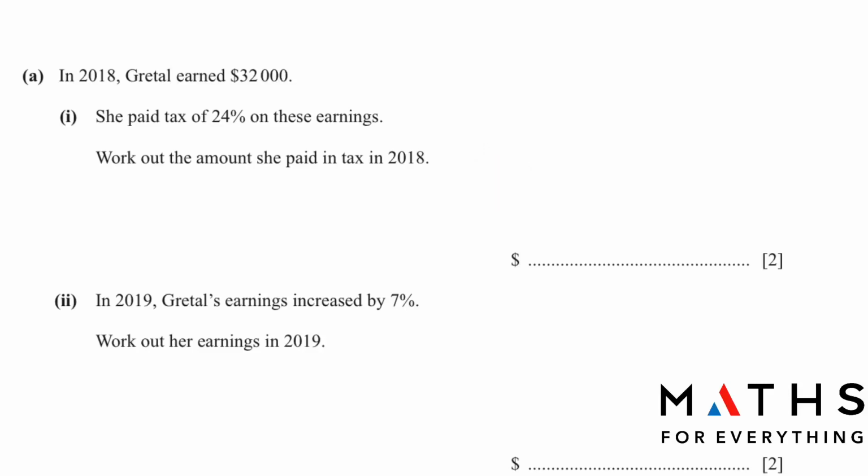So whenever you want to find the percentage, we write the percentage, 24%. Percentage means you divide it by 100 and multiply by the amount that you have, which is 32,000. Just put it in the calculator and you will get the answer, $7680.